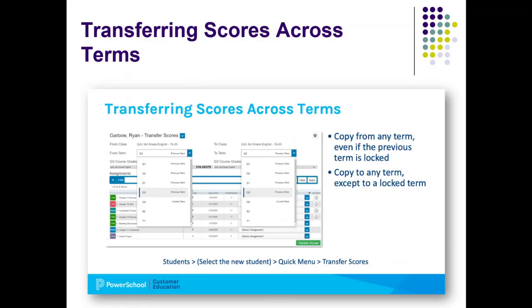Now, transferring scores across terms, you're going to copy, as you can see here, a student from one term to the other term. So copy from any term, even if the previous term is locked, and then copy to any term except a locked term. So you can take it from a locked term, but you cannot copy it to a locked term, if that makes sense. To get there, you select the student, and it's the new student quick menu, transfer scores.